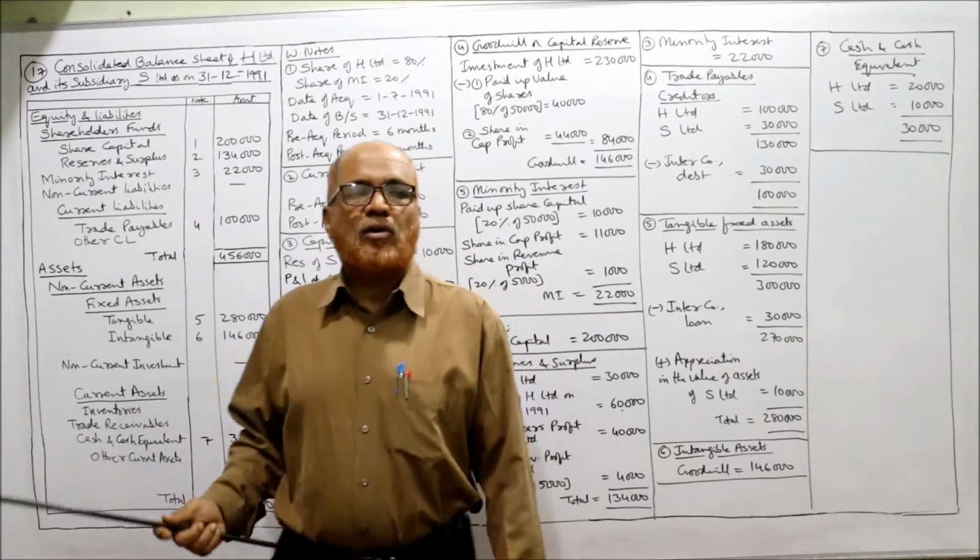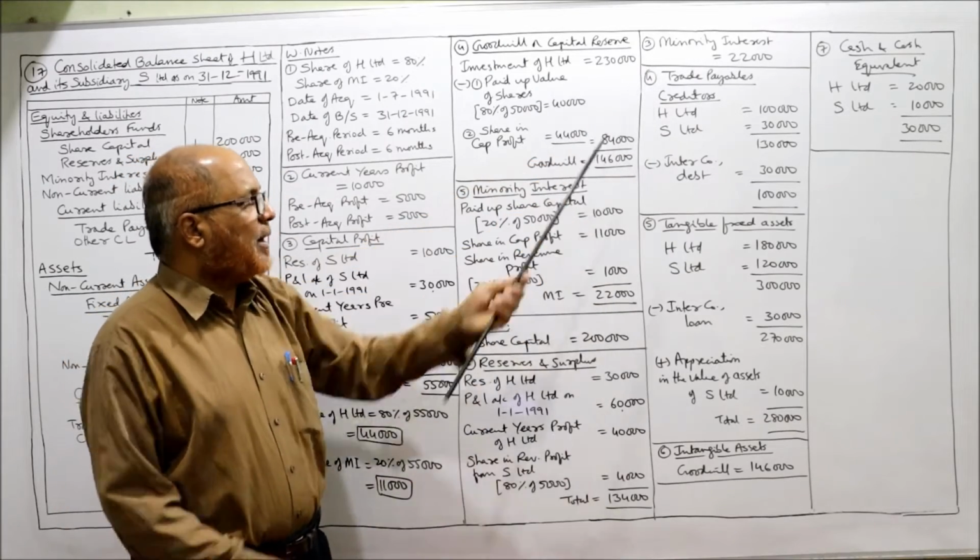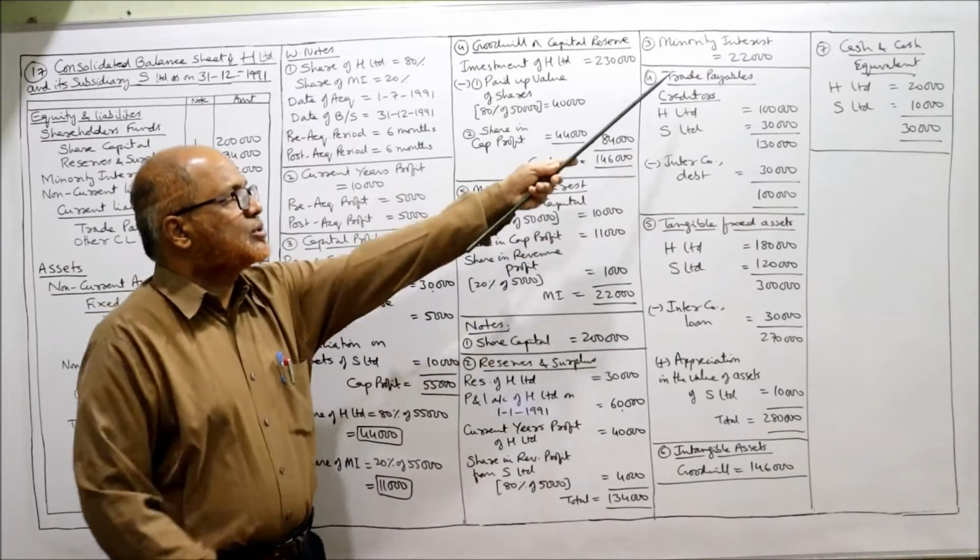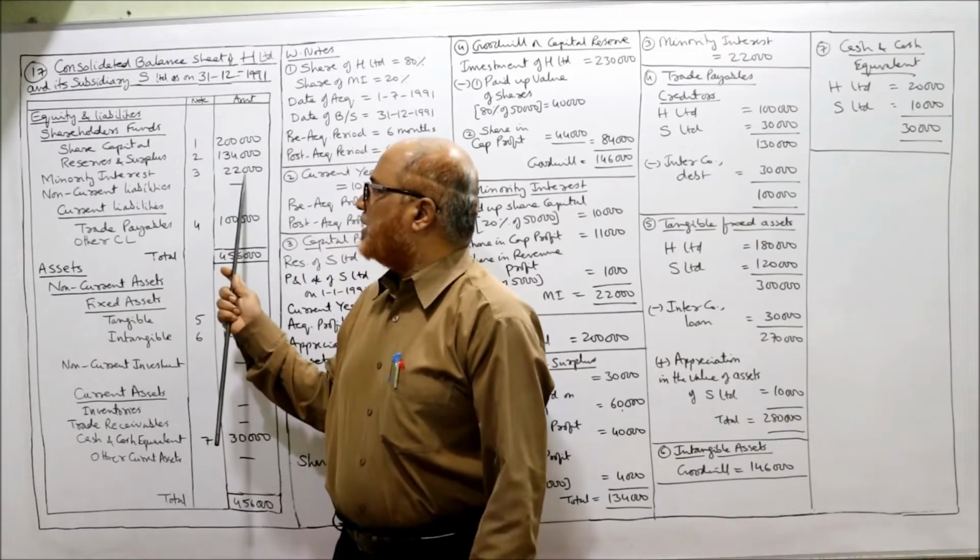Note number 3 is minority interest. Already we have calculated minority interest. Here we have calculated 22,000. So we have taken 22,000 minority interest.